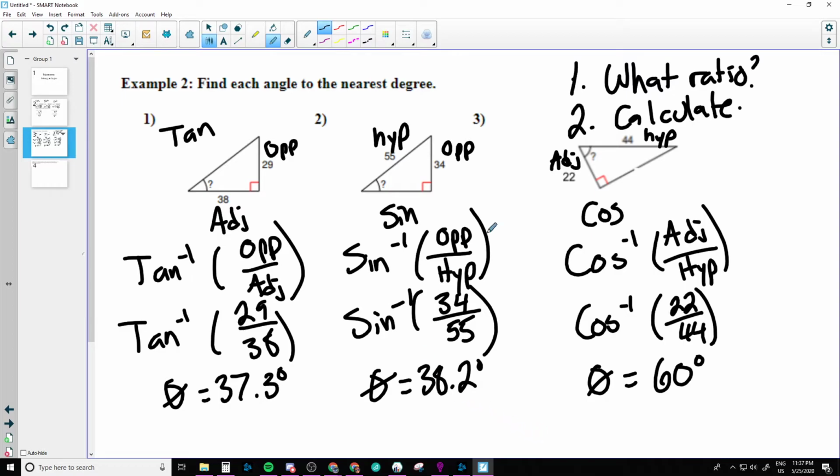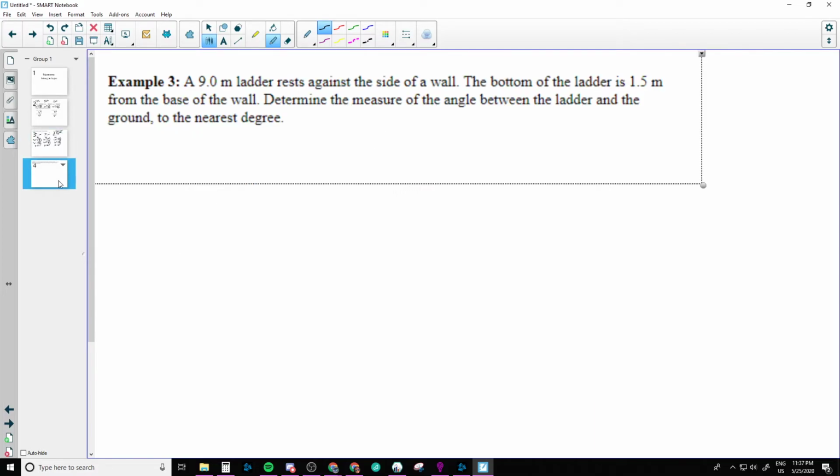Okay, so a little bit more complicated, but the hardest part is just trying to remember which ratio we want to use. Okay, look at your angle, whichever one you're using, and then ask yourself, okay, the sides that I have, are they opposite, are they adjacent, or are they hypotenuse? Okay, you'll have two of them if the question wants you to do it this way.